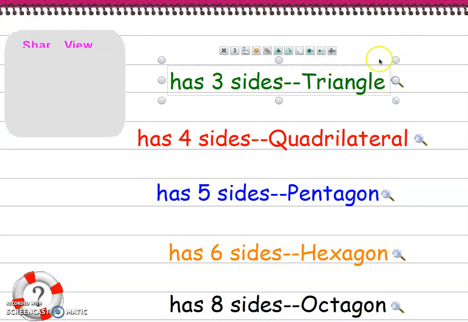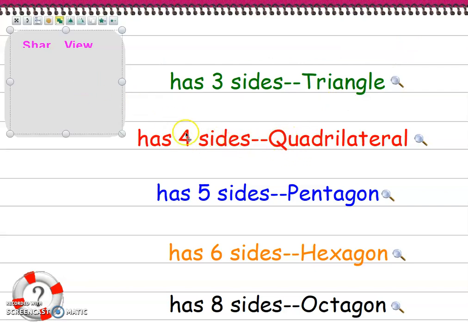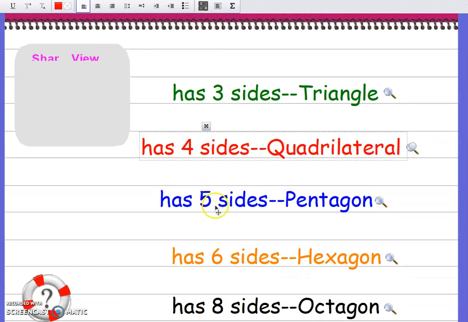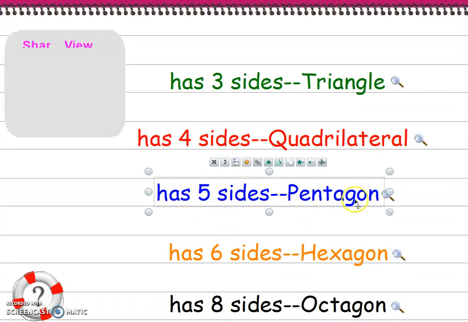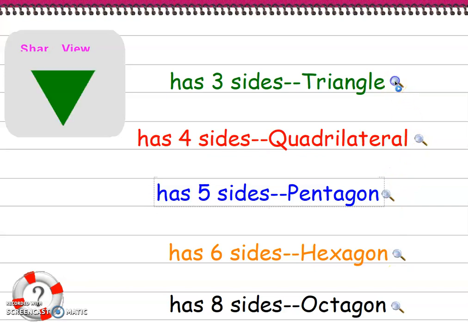A quadrilateral has 4 sides. And a pentagon has 5 sides. There we go. Triangle has 3 sides. Quadrilateral has 4 sides. A pentagon has 5 sides.